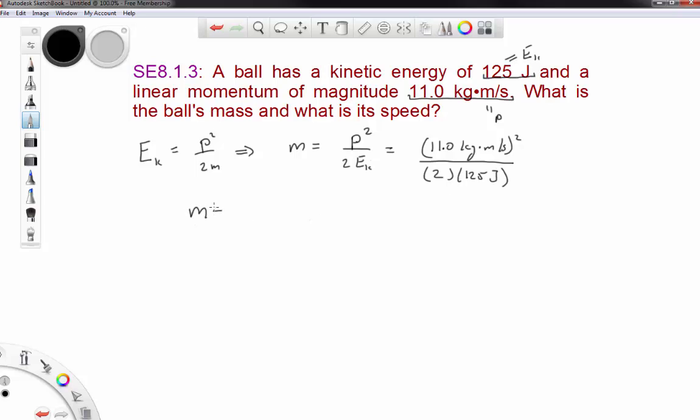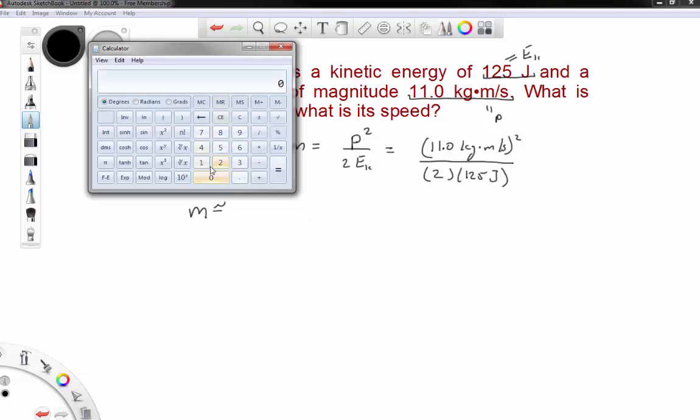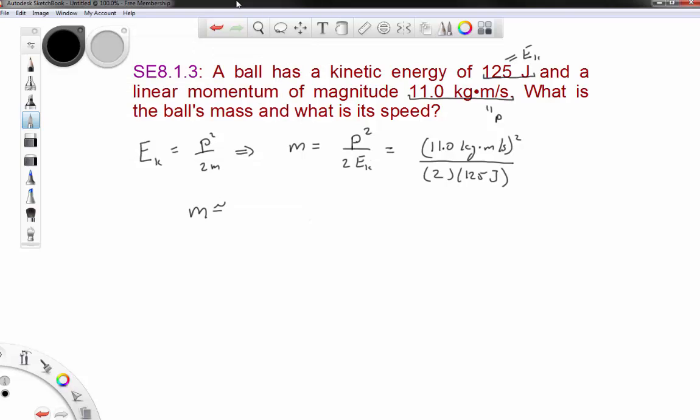And so the mass of this object should be given by, let's pull out the calculator for this. So we go 11 squared should be 121, divide that by 2, and then divide that by 125. And we get 0.484. And since everything is in kilogram meters and seconds, this is 0.484 kilograms. And that's what our mass of the object is. So we've now got the mass m.